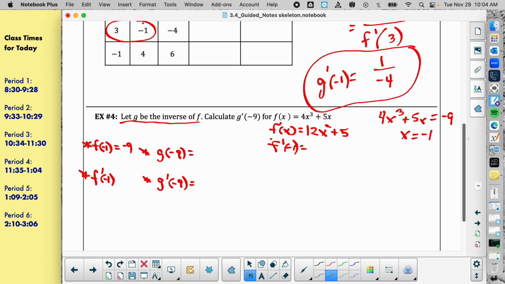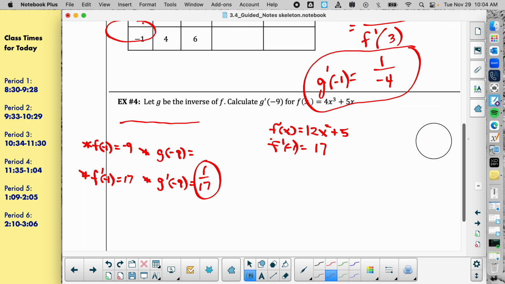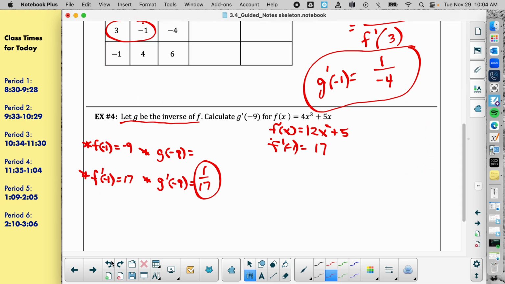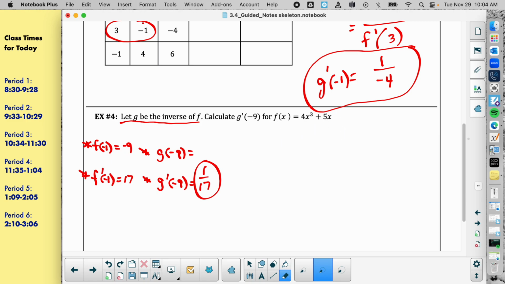What is that? 17? Because I figured out the slope at the function point was 17, the slope at my inverse point is going to be 1/17. So that's kind of like the first method on how you calculate it. And now I'll certainly go through and do the formula way, which honestly is going to have the exact same information.